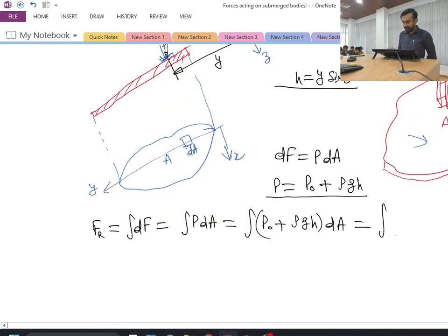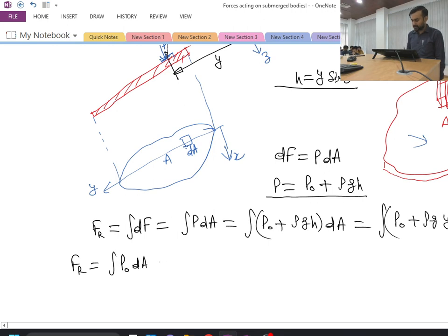So it becomes the integral of (P naught plus rho g y sine theta) dA. Is it okay up to this point? Now we get Fr equal to the integral of P naught dA plus the integral of rho g y sine theta dA.